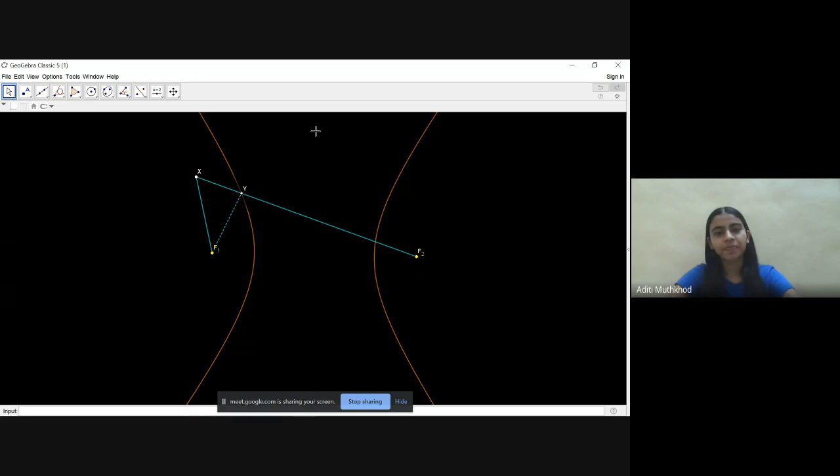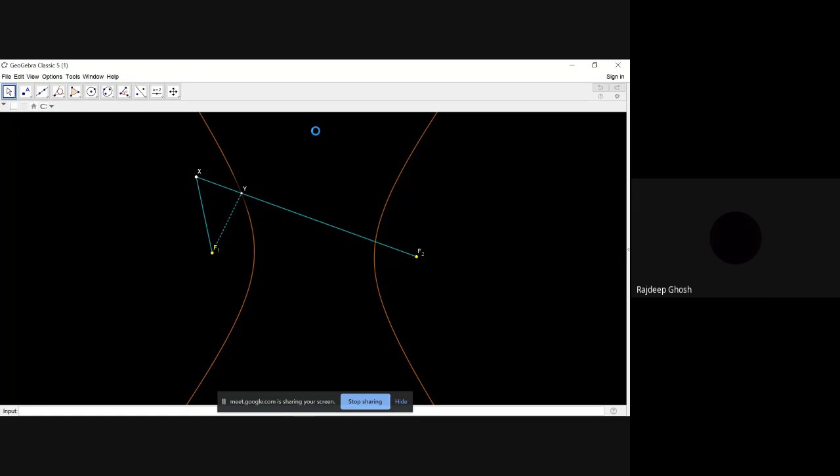It's basically the same thing that we did for an ellipse, and we are just changing ellipse to hyperbola, external bisector to internal bisector, maximum length to minimum length, and the sum of lengths to difference of lengths.